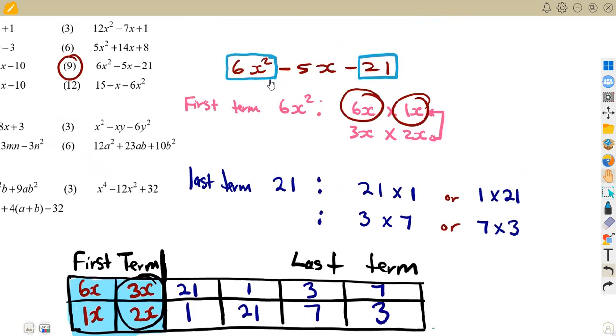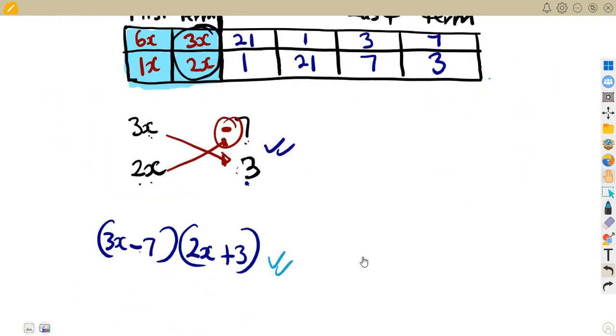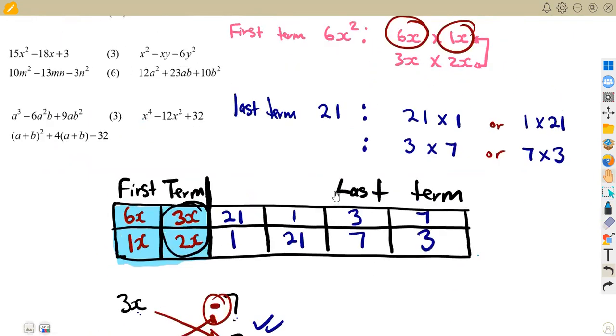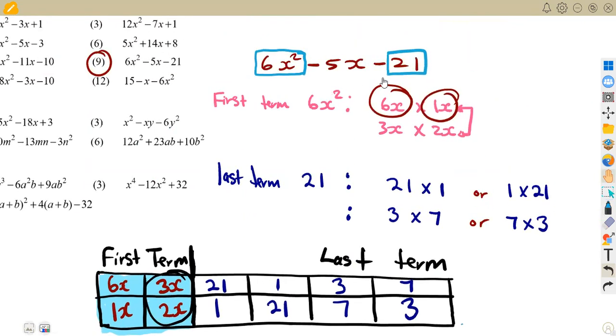I want you to try this one, expand your brackets, okay? Expand these brackets here. You must get this answer that we had before, which is this one. So these are the steps. First step, on your factorization of this nature, where the coefficient of x squared is no longer a 1, you have to find the factors of the first term and the last term. Don't consider the sign on the last term, just take it as a positive.